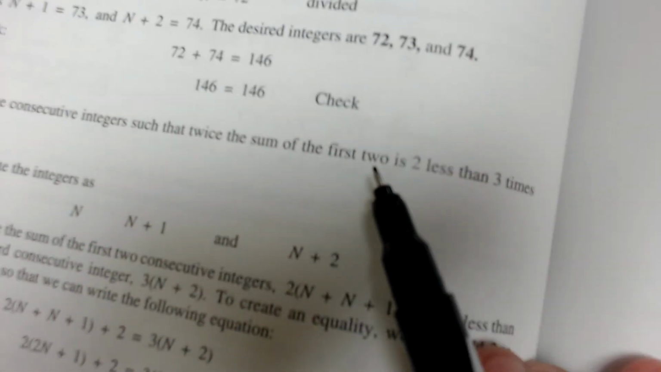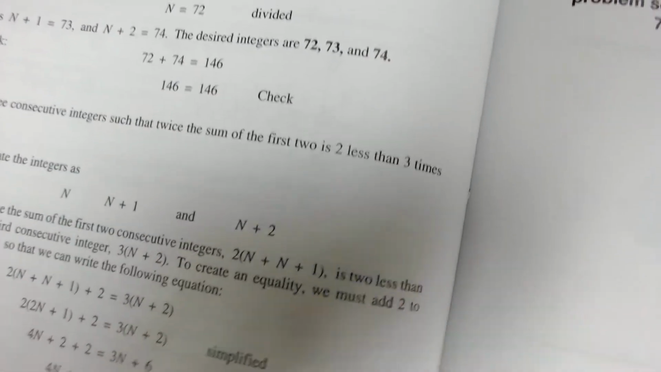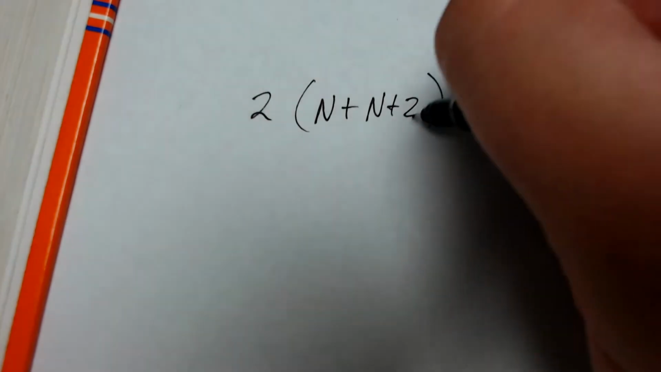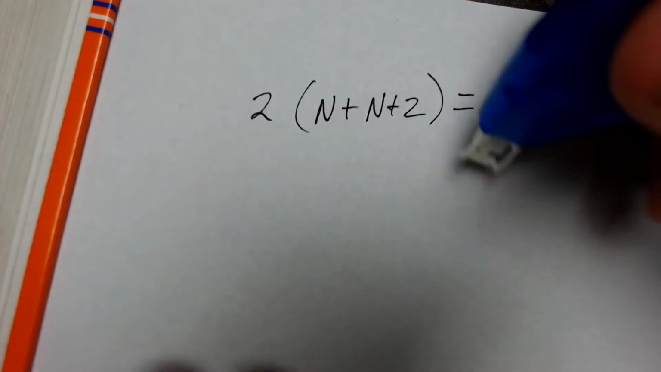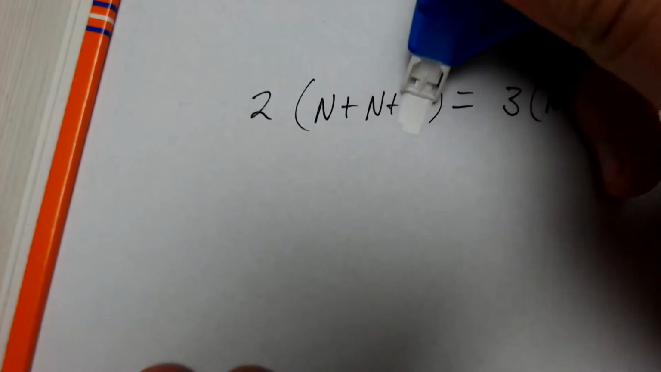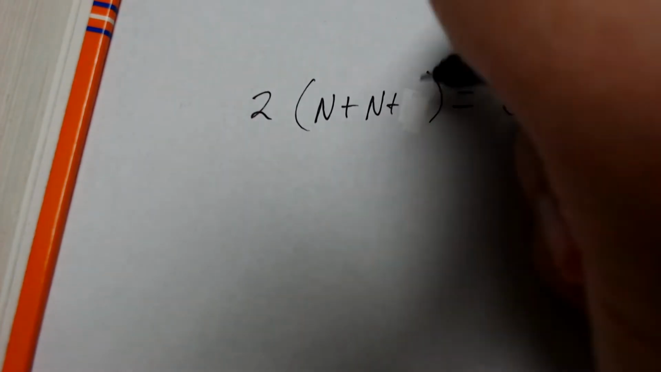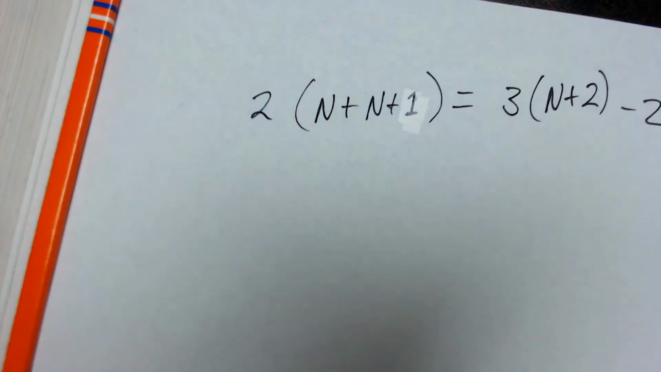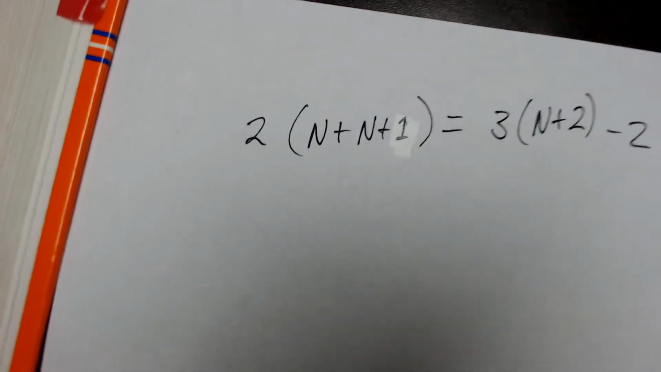Okay, remember how it said the sum of the first 2? I made a classic blunder. Okay, so the first number is n. The second number is n plus 1, not n plus 2. Let's fix this. All right, so n plus 1, not 2. N plus 1. Okay, now I've got my equation.